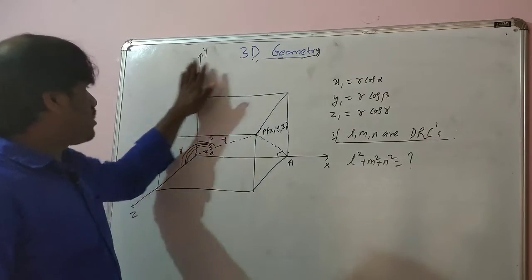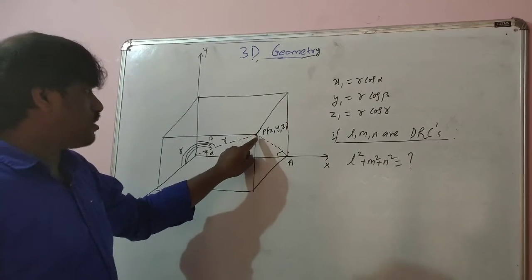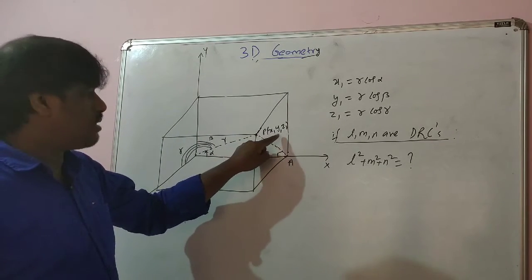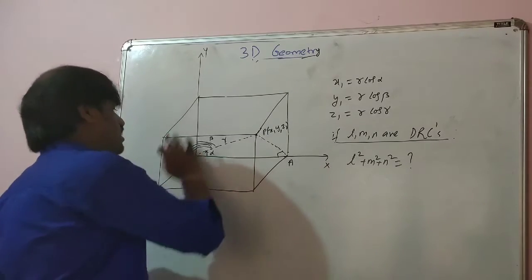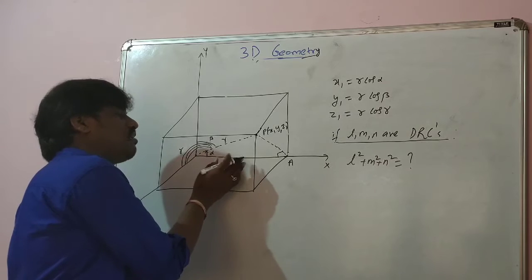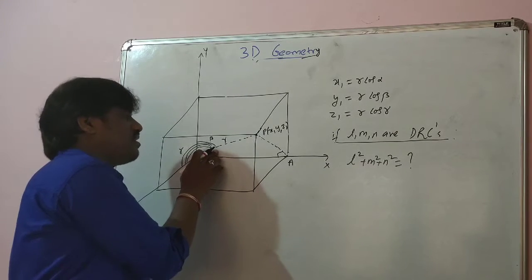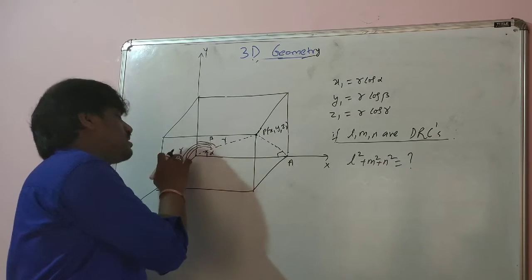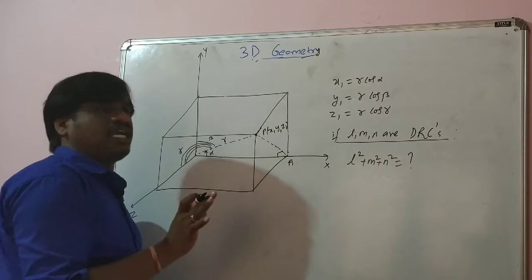See here, this is the space. This is a 3D space. This is the point P in the space, x comma y comma z, and we are taking the x axis, y axis, and z axis. The line OP makes angles with the x axis, y axis, and z axis. Let the angle with the x axis be alpha, with the y axis be beta, and with the z axis be gamma.